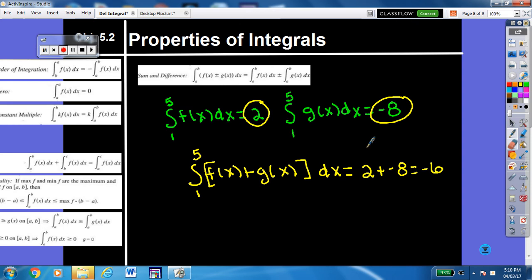The same would be true if instead of plus, that would have been a subtraction sign. That's why there's a plus or minus. But instead of adding those net areas, of course, you would be subtracting, which would change it into double negatives, which makes a positive, making this now a 10. So again, if you're adding, you add. If you subtract, you subtract. Key though, you have to have the same boundaries. It doesn't matter if they're different functions, but the boundaries have to be the same.